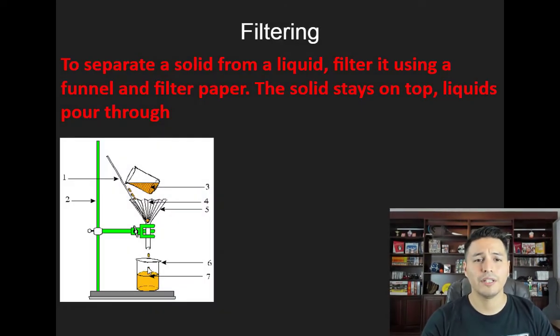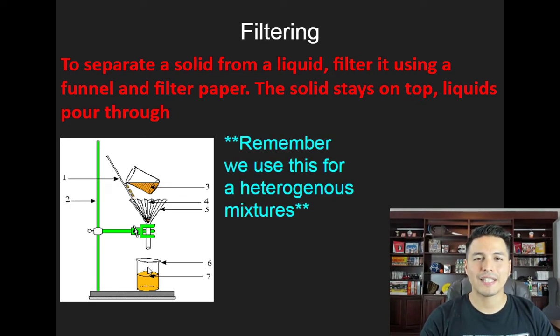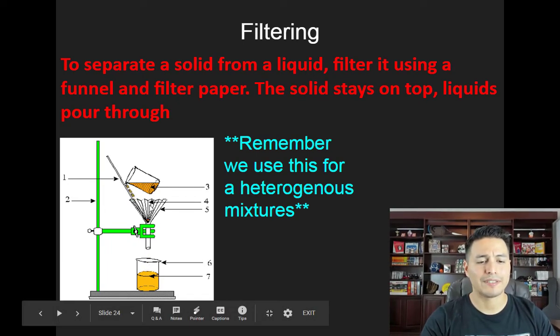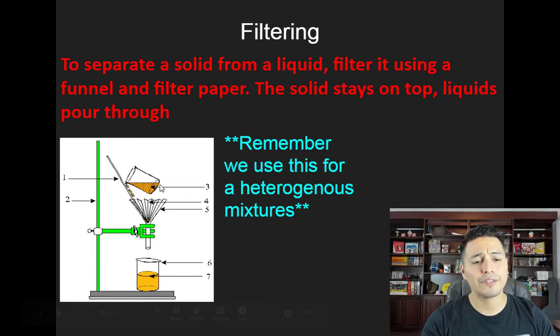Next, we have filtration. Filtration is a little bit more accurate than decantation, but there are some drawbacks to this as well. For instance, it does require that you have a heterogeneous mixture. But let's dive more into this. As you can see here, we have a filter paper inside of a funnel. The objective here is to take our heterogeneous mixture, and I know this is heterogeneous because, well, there's solid particles and liquid. So because I can see that separation, I know this has to be heterogeneous.